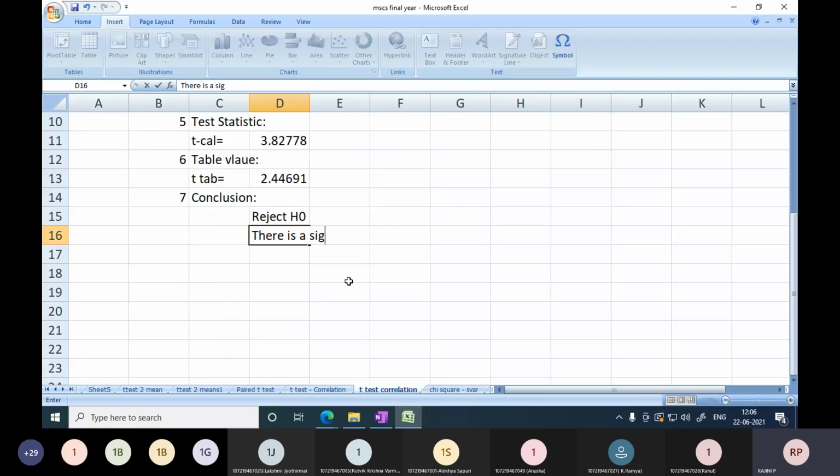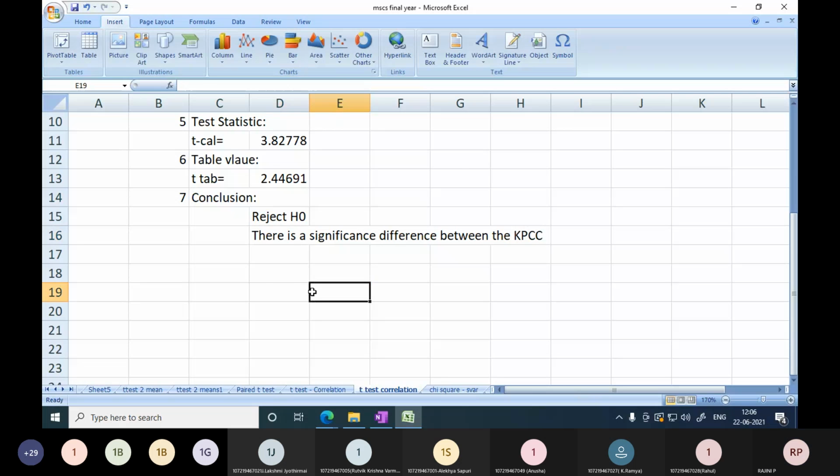Did you understand? There is a significant difference between the correlations. Is it clear? Any doubt?